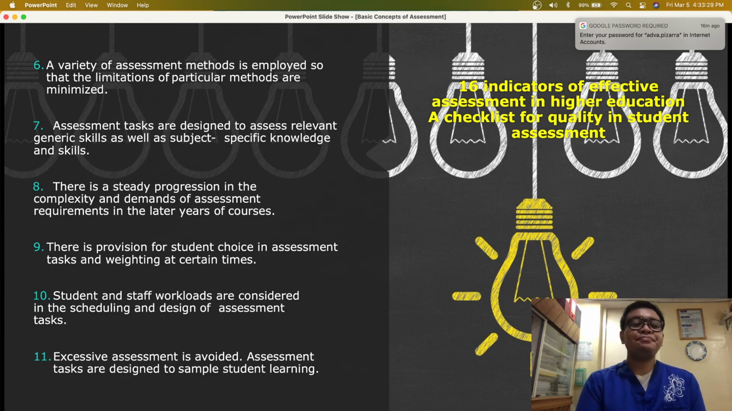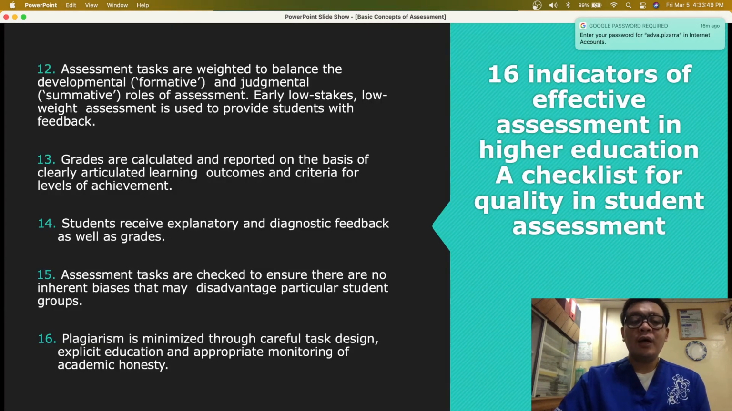Ninth, there is a provision of student choice in assessment tasks and weighting at certain times. Tenth, student and staff workloads are considered in the schedule and design of assessment tasks. Eleventh, excessive assessment is avoided. Assessment tasks are designed to sample student learning. Twelfth, assessment tasks are weighted to balance and develop formative and judgmental, summative roles of assessment. Early low stakes, low weight assessment is used to provide students with feedback.